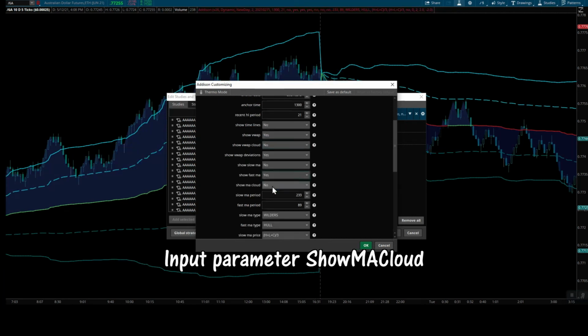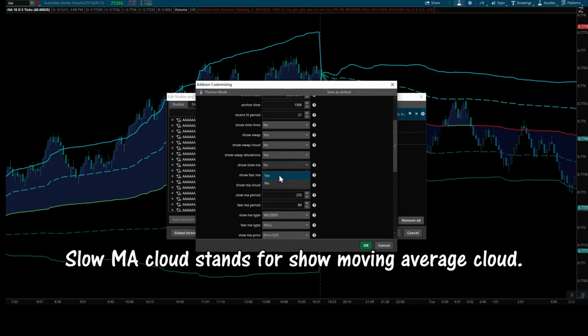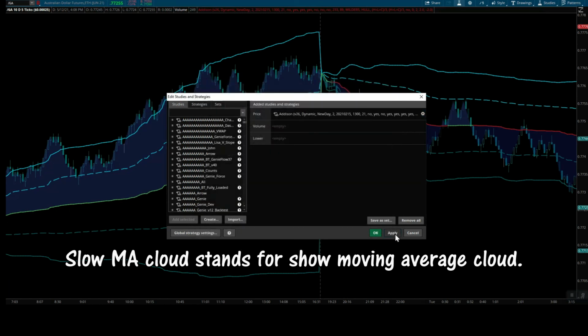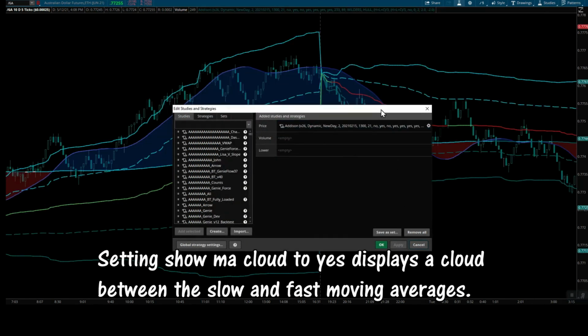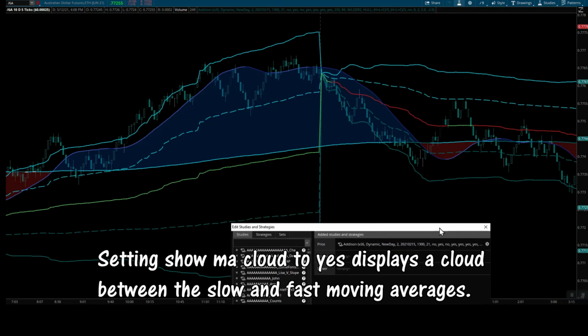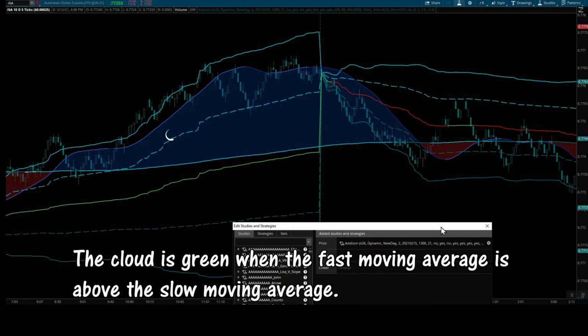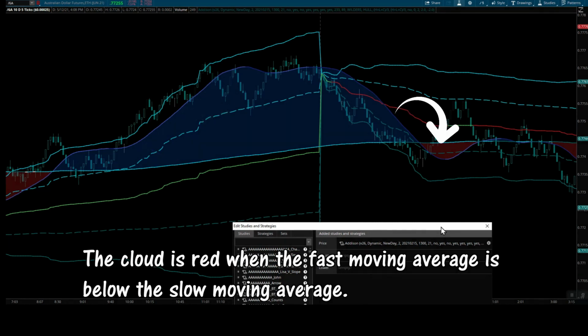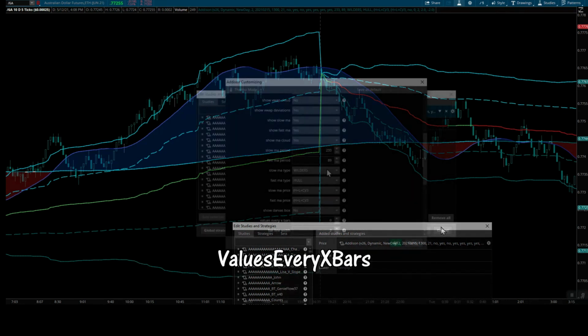Input parameter: Show MA Cloud. Show MA cloud stands for show moving average cloud. Setting Show MA Cloud to Yes displays a cloud between the slow and fast moving averages. The cloud is green when the fast moving average is above the slow moving average. The cloud is red when the fast moving average is below the slow moving average.